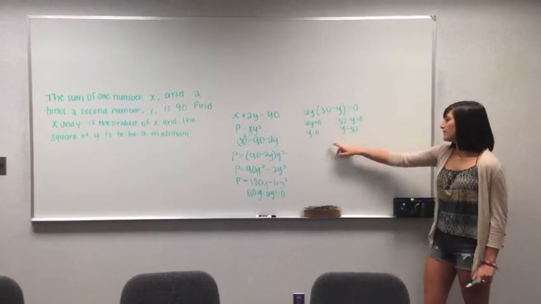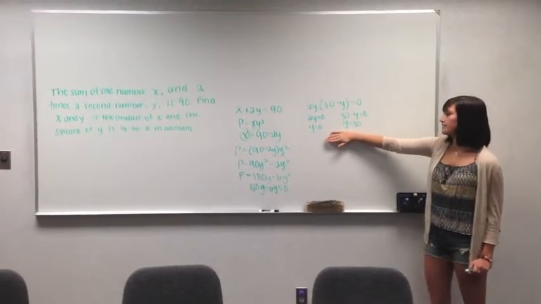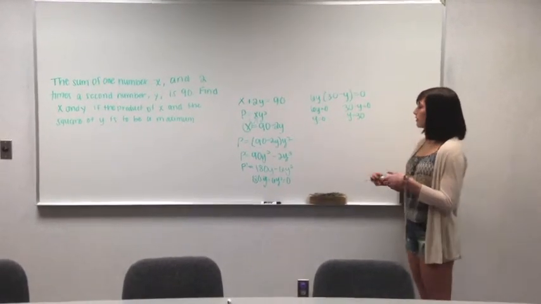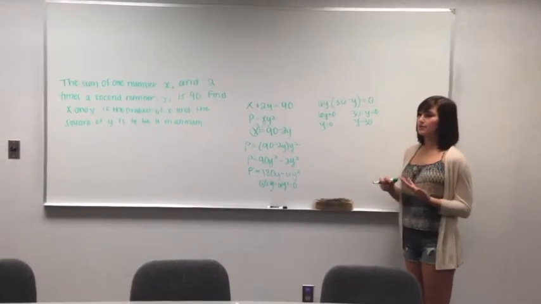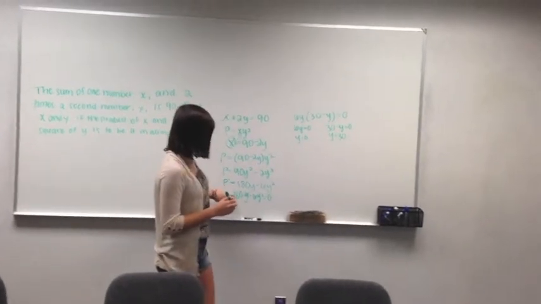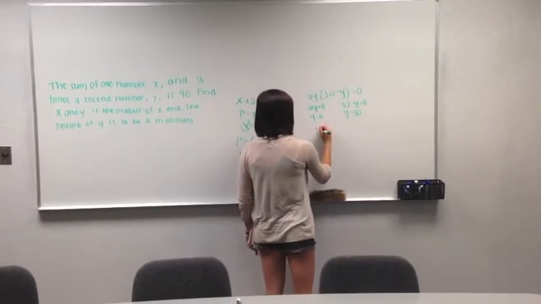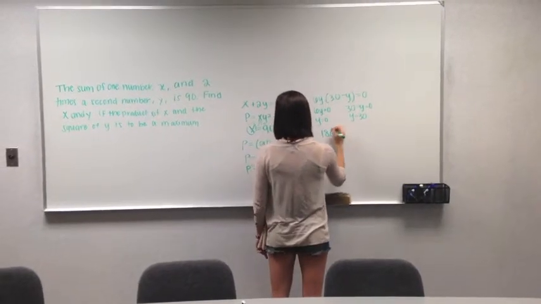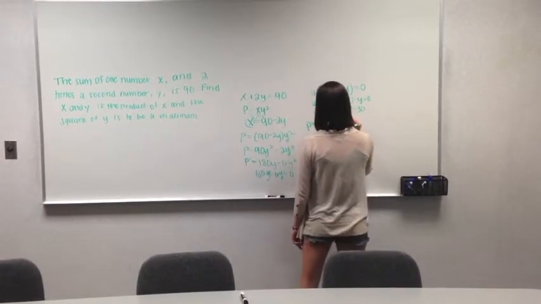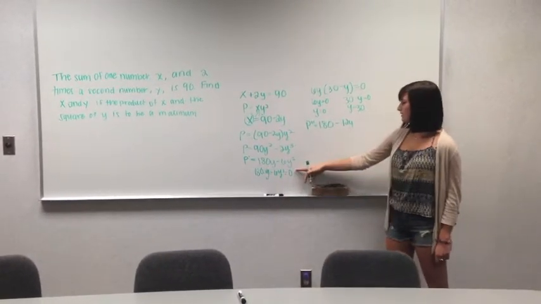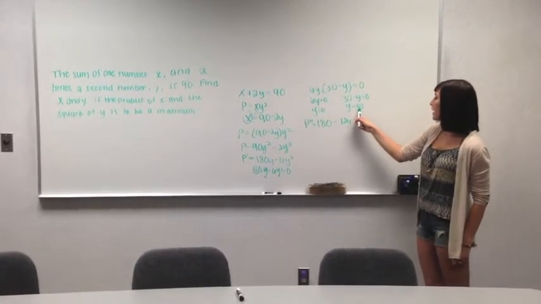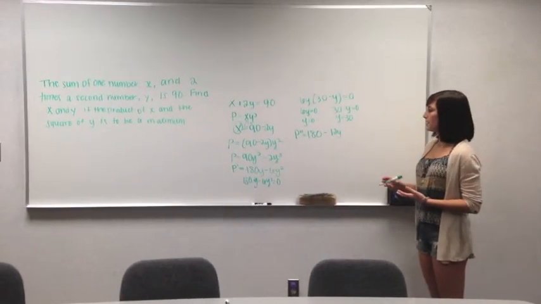So these two values are our relative max and min. However, we do not know which one is the maximum, which is what we're trying to find. So we're going to use the second derivative test to find out which one is the maximum. We're going to take the second derivative of this equation, so p double prime equals 180 minus 12y. This is the second derivative of our p equation. And now we're going to plug in these two values for y to figure out which one is the max and which one is the min.